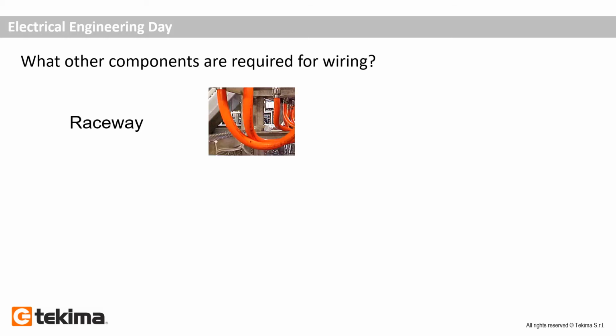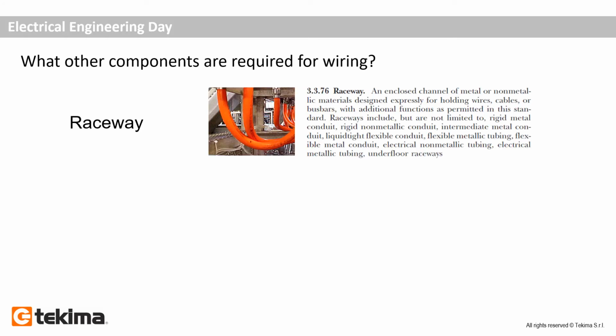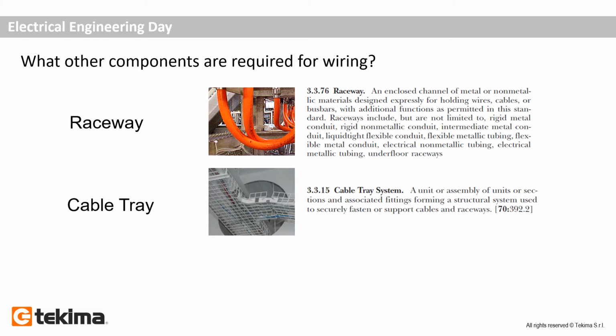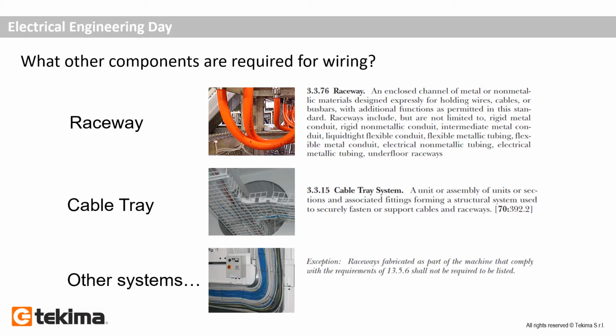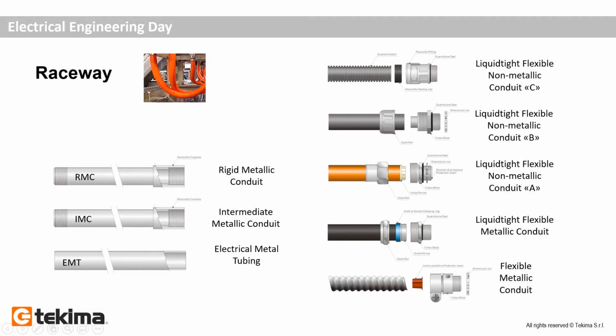Just for instance, at point 3.3.76, you can find the definition regarding the raceway. Same thing for cable tray. Is there an exception? The standard considers, for example, the structural part of the machinery used as a system to convey the cables. This is a quick overview regarding the different types of raceways.